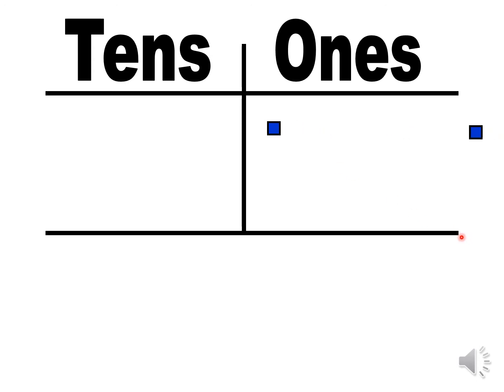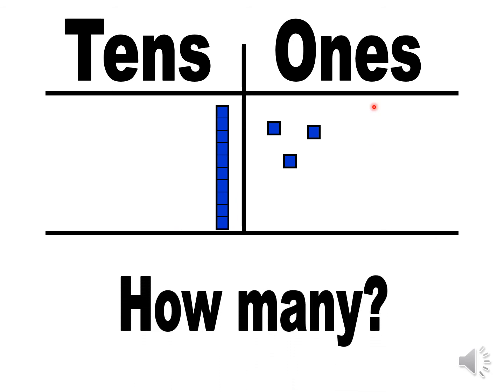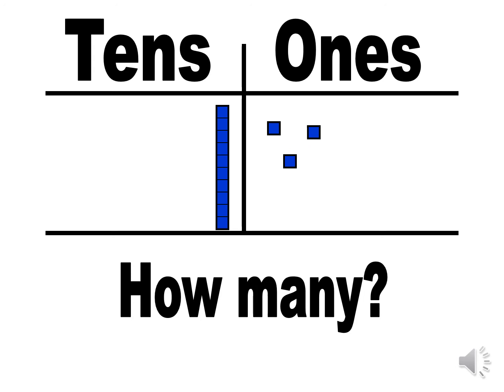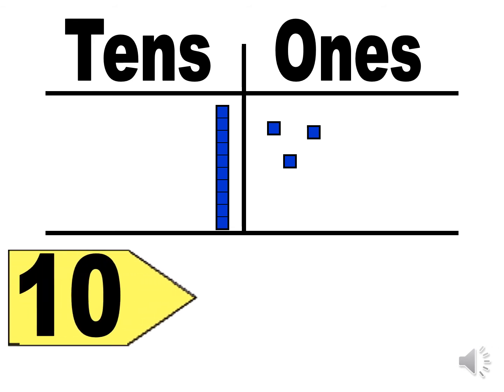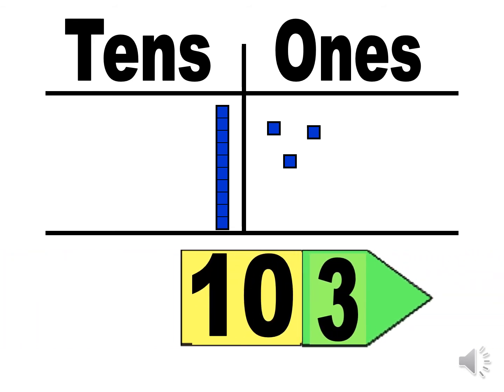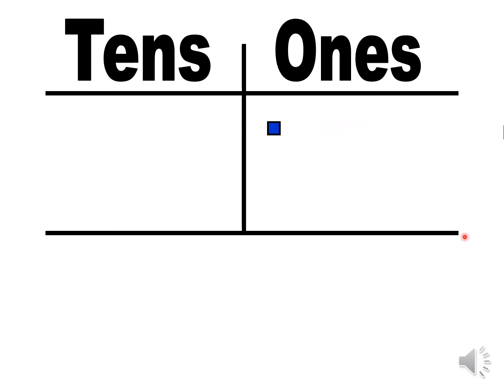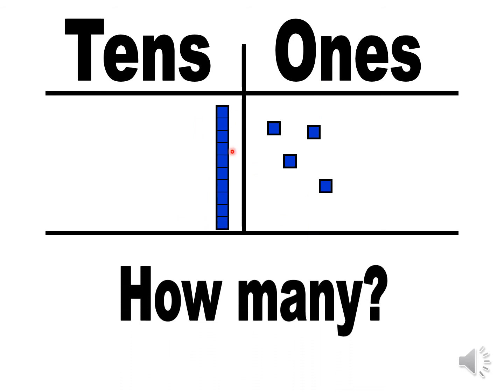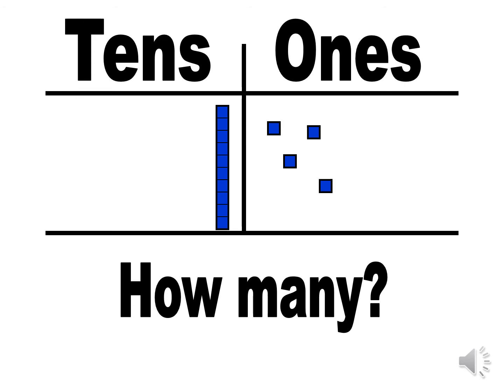How many tens and how many ones do I have? I have 1 10 and 1, 2, 3 ones. So my number is 13. How many tens do I have and how many ones do I have? Let's count the ones. 1, 2, 3, 4. So I have 4 ones. And how many tens? 1 10. So what's my number? 14.